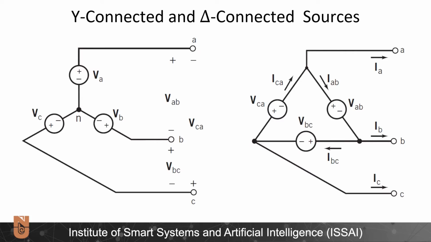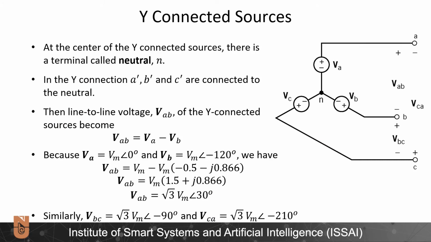The three-phase voltage sources can be connected in Y-connected or delta-connected configurations. In the Y-connected configurations, the three sources are connected together at the neutral point, whereas we don't have this neutral point in the delta connected configuration. In this lecture, we will cover the Y-connected sources. At the center of the Y-connected sources, there is a terminal called neutral, abbreviated with small case letter n. In the Y connection, A prime, B prime, and C prime are connected to this neutral terminal.